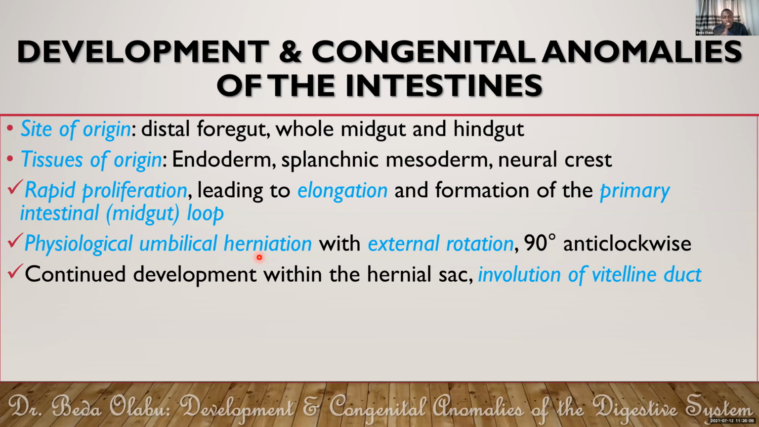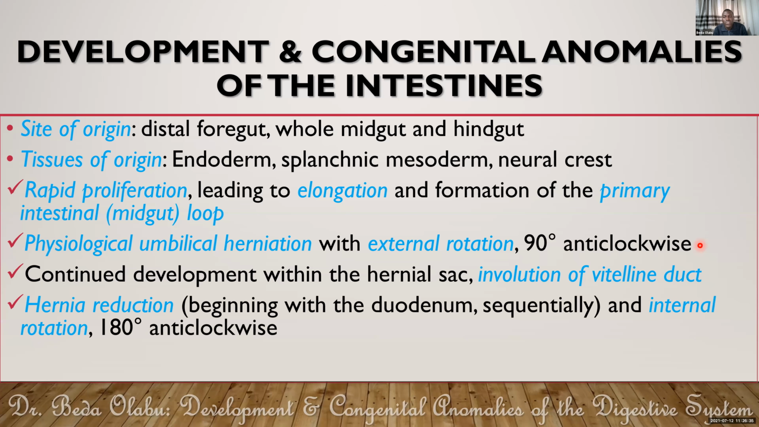While the intestines are outside the body within the hernia sac, they continue to develop. During that time, the vitelline duct disappears. The process of herniation takes place at the 6th week of gestation, and it is reversed between the 10th and 12th week of gestation. The intestines go back around the 10th to 12th week of gestation.